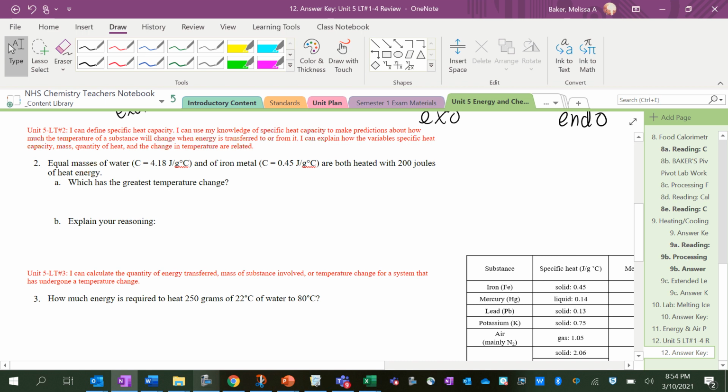All right, learning target 2 is all about specific heat capacity. So question 2 says you've got equal masses of water, which has a specific heat of 4.18 joules required to heat up 1 gram by 1 degree Celsius, and iron metal requires 0.45 joules to heat up 1 gram by 1 degree Celsius. They're both given 200 joules of heat energy. So which one is going to have the greatest temperature change? The iron metal. Why?